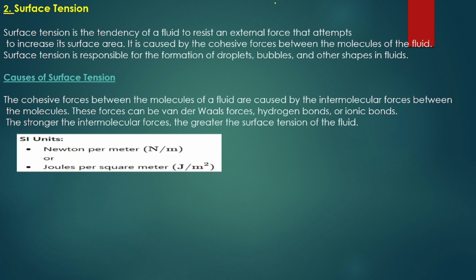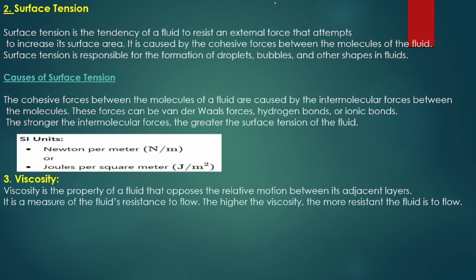In the examination they may ask about rules and factors, units and factors. Next, viscosity. Viscosity is the property of a fluid that opposes the motion between adjacent layers. It is nothing but the property which opposes the fluidity of a liquid. Viscosity is the opposite term of fluidity. Fluidity means the movement of liquid. Viscosity means the opposite: the property which resists the flow of a liquid is called viscosity.